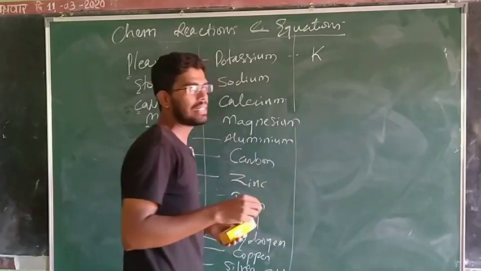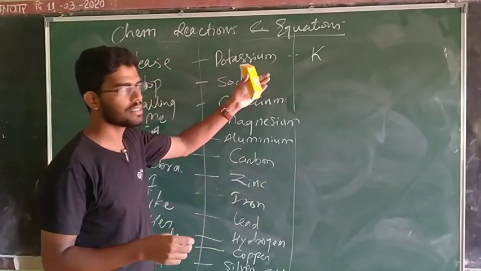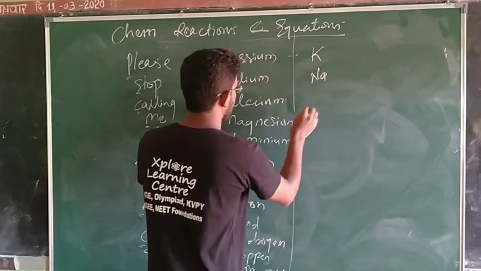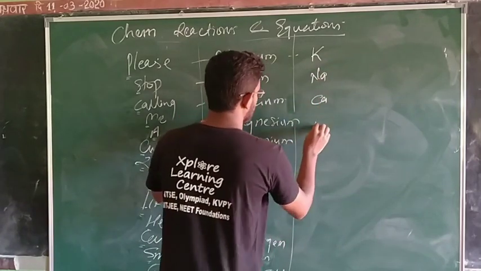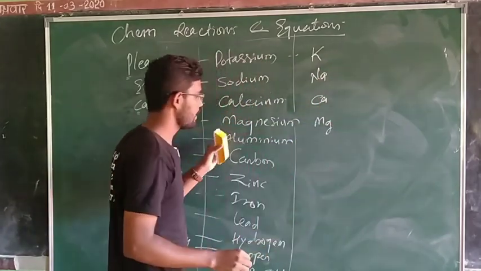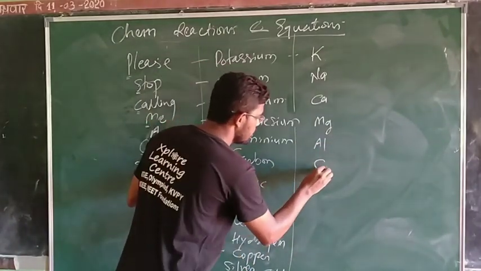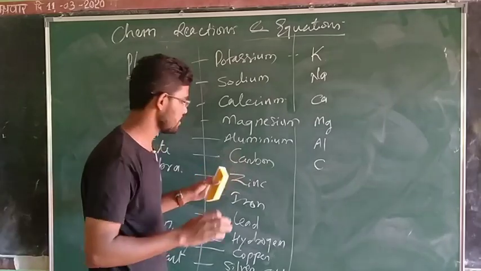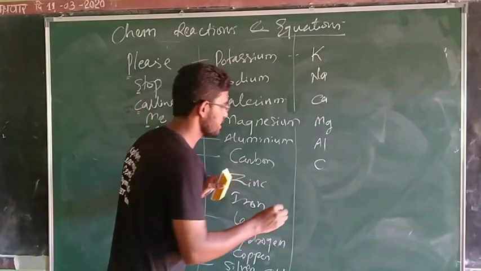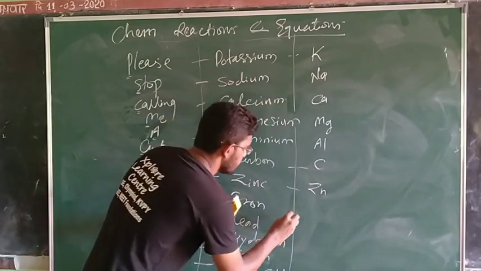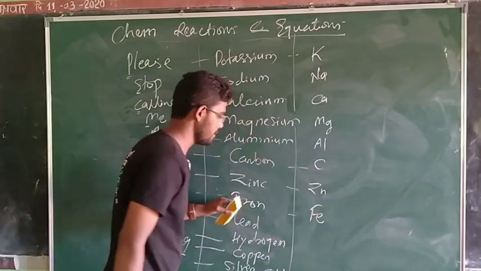You know it is K. Okay, it is denoted as K. Sodium is Na. Calcium is Ca. Magnesium is Mg. Aluminum is Al. Carbon C. It's a very familiar element to you. Zinc is Zn. Iron is Fe.